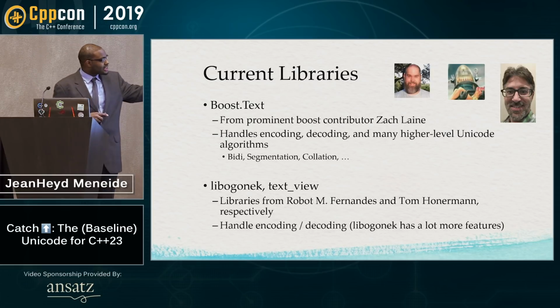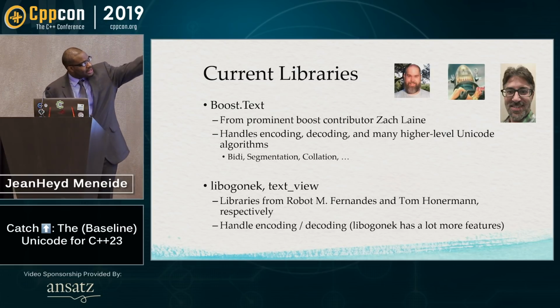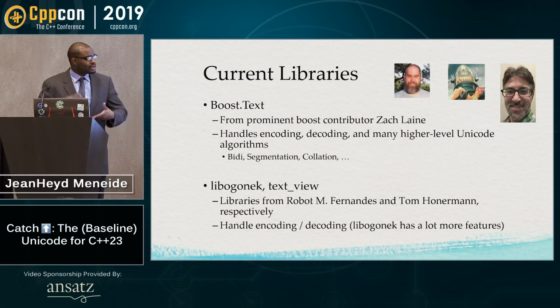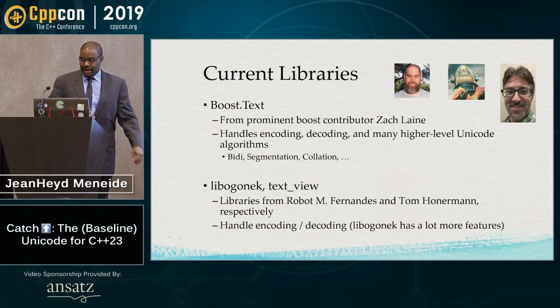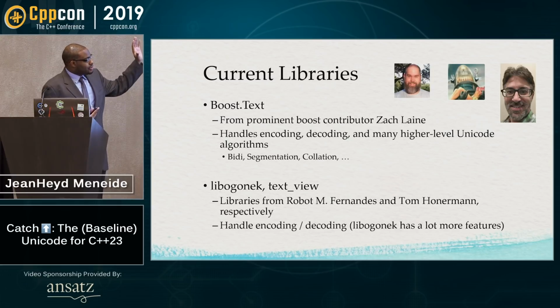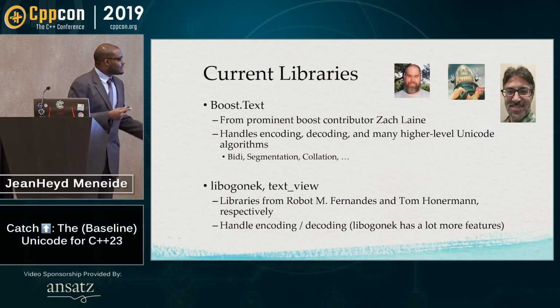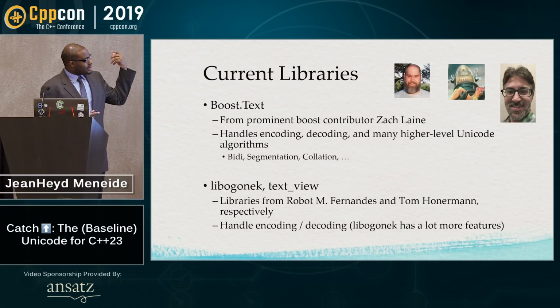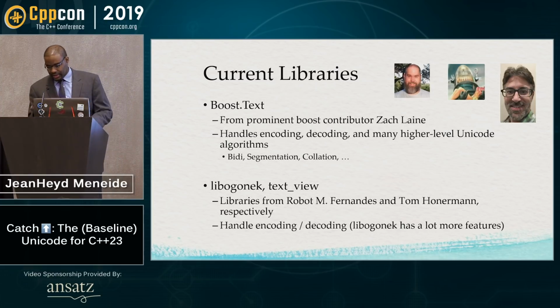There are also two other libraries: libogonek and TextView. Libogonek is a library that came from Robot, the guy who wrote the other paper to fix the char literals in C++. And another library called TextView was written by Tom Honermann, the last person there, who is actually the chair of Study Group 16, SG16, which is the Unicode arm of C++. Libogonek handles a lot more than TextView does. TextView got all the way to encoding and then stopped there because he has a real job and a wife and kids, and you can't just do this forever. And Robot is in the same boat: he got encoding, decoding, and a lot more features, but he ran out of time to develop it.